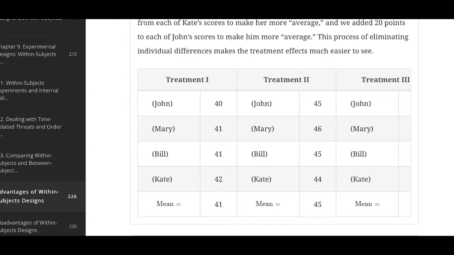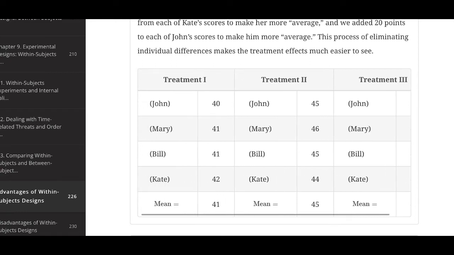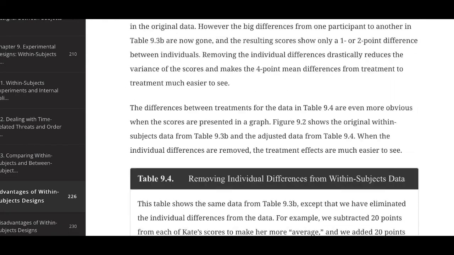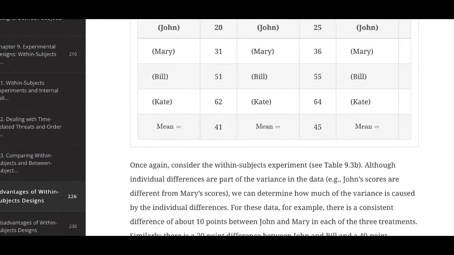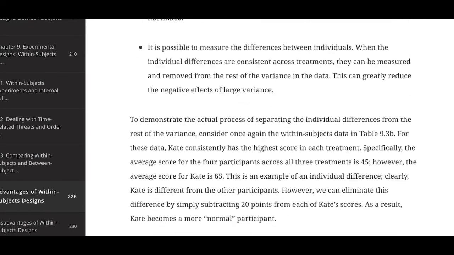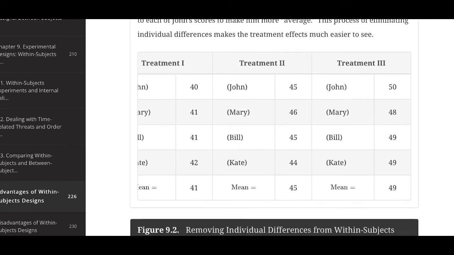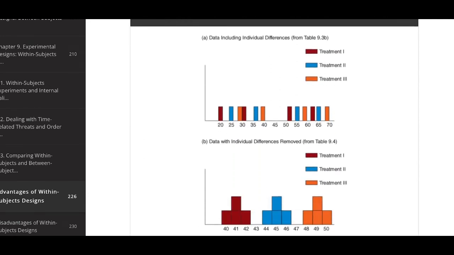They were able to measure and remove those individual differences. And so the scores actually became closer to each other, but you'll see the means did not change. The treatment effect is still there. 41, 45, and 49 are the means. And that's the same up here, right? 41, 45, 49. They did not change. The means did not change. And so because of that, this is showing you graphically how you're able to see the treatment effect so much better.